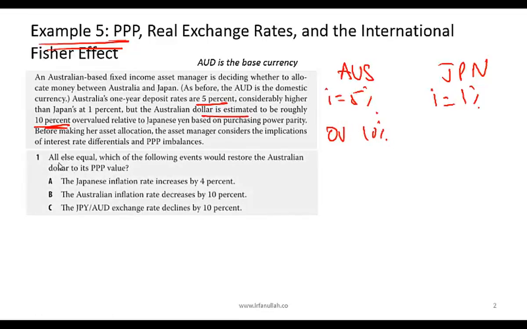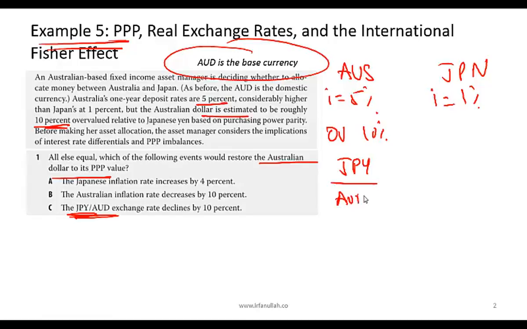Here is the first question. All else equal, which of the following events would restore the Australian dollar to its PPP value? In order to make this more tangible, let's just assume that the current exchange rate, and we will take Australian dollar as the base currency. We can also see that in the convention used over here. Let's just say for simplicity that the current exchange rate is equal to 100.